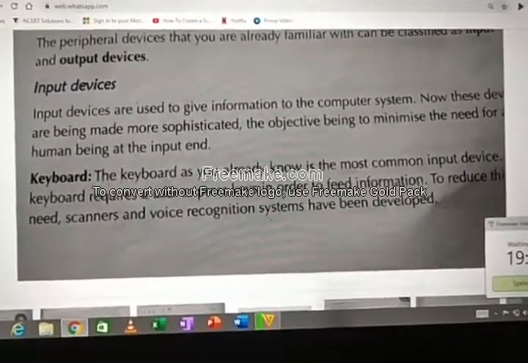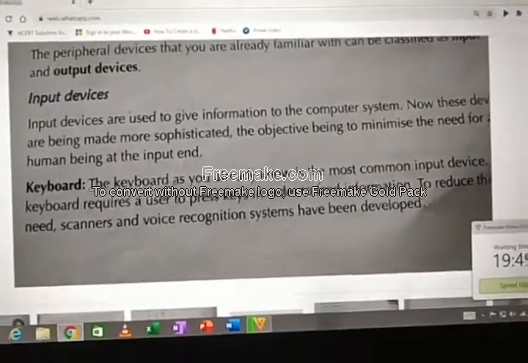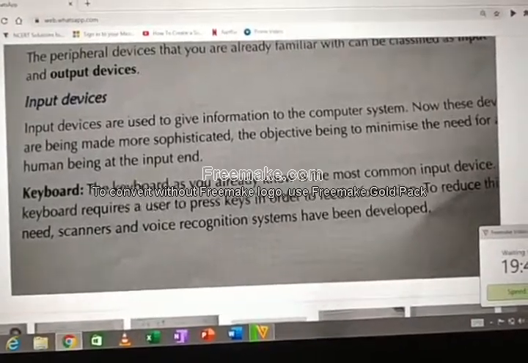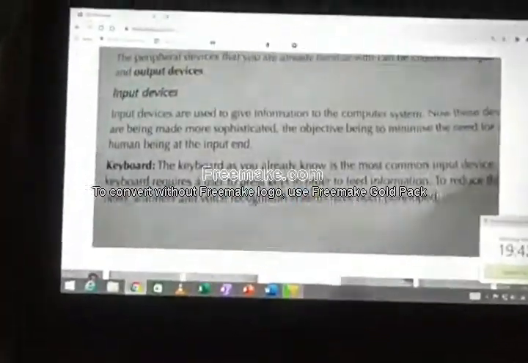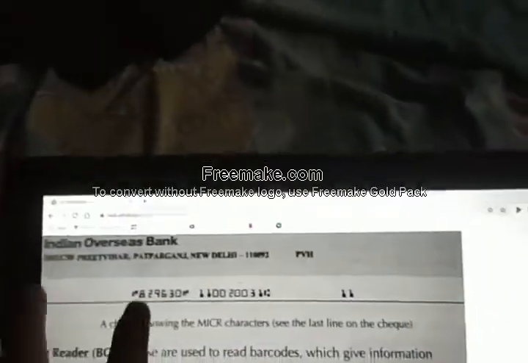Scanner, what the scanner will do is scan the details on a paper and give them in electronic format, so that you can edit it whenever you want. That is what is explained in the next.